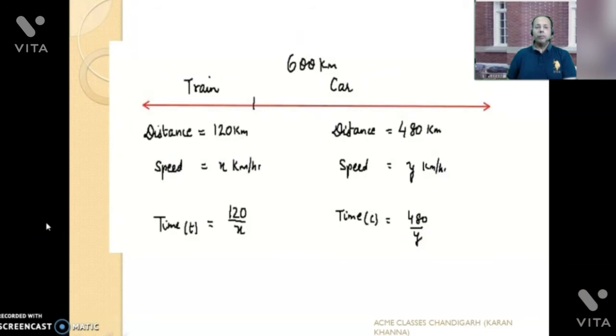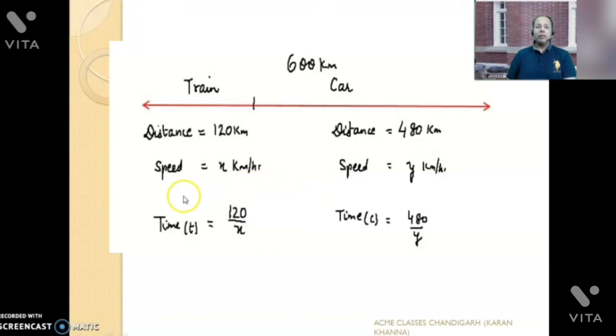So if we draw a pictorial representation of the question, in the first part of the journey, Wade travelled by train and the distance was 120 kilometers. So the distance travelled by car is 480 kilometers, the total distance being 600 kilometers. Since the speed of the train is unknown, we assume the speed of the train to be x kilometers per hour and that of the car to be y kilometers per hour. Now the total journey time of 8 hours is given in the question. That means time taken by train plus time taken by car is equal to 8 hours.